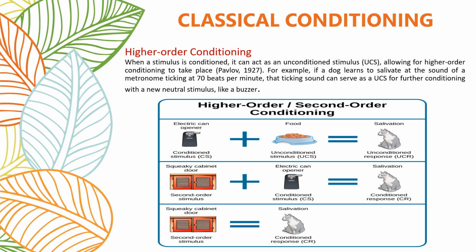There is higher order conditioning also. In higher order conditioning, one can see the explanation in the picture. There is an electric can opener. This is a conditioned stimulus paired with food. In the next step, the electric can opener was used as the second order stimulus, and salivation occurs because of this can opener.